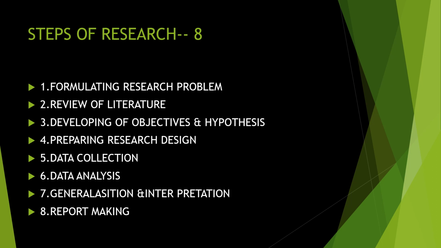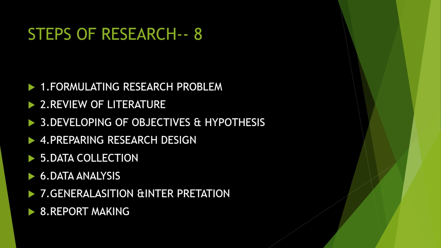Then third is developing objectives and hypothesis. You know objectives. What are objectives? You have certain ideas or aims behind doing a research, which you have to develop. Then hypothesis means a future prediction. After doing a research, you have an idea what its product will be. That is what you are making in the hypothesis. Understood? And the fourth step is preparing the research design.